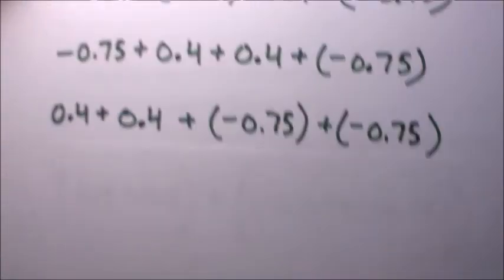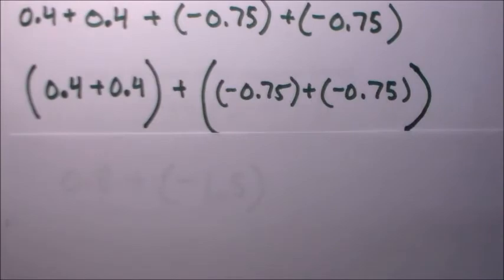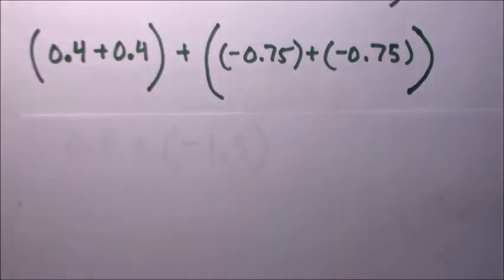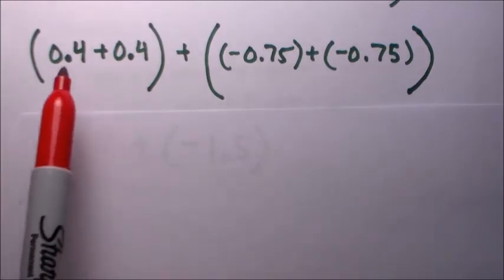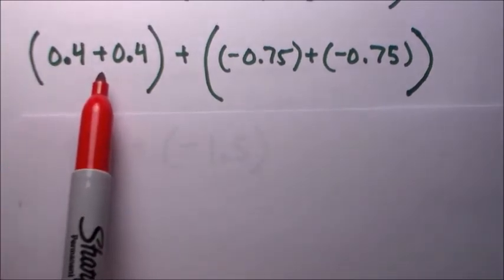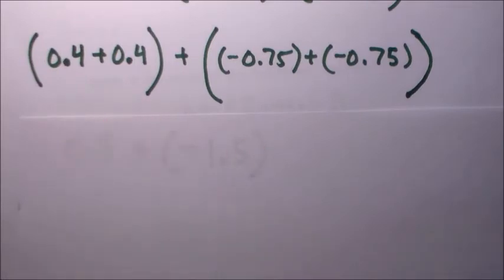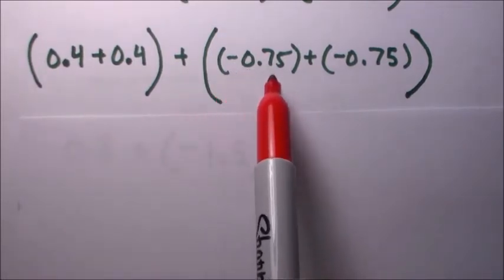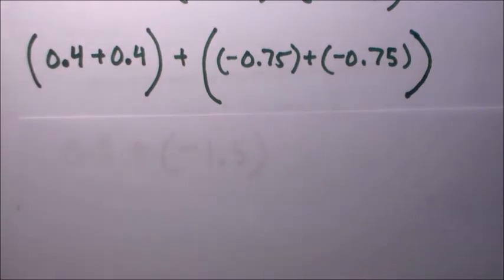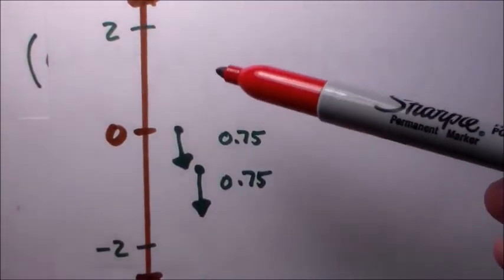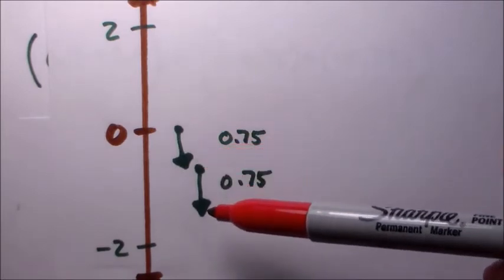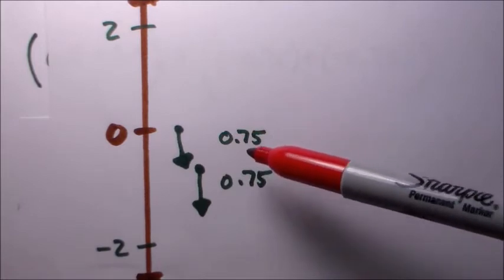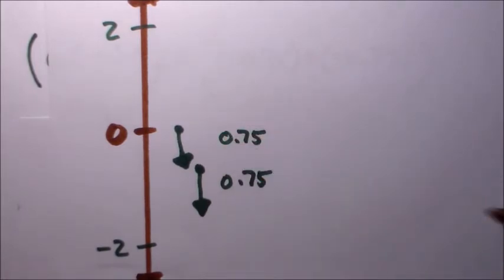So what can we do with that? Well, let's add them together. We should be able to add, and this is the associative property of addition, 0.4 plus 0.4 relatively easy. I think everyone's going to know what we're going to get there. We have to remember that negative 0.75 plus negative 0.75 is like going down and then going down again. So how far do you go down? Well, you go down the total amount plus the total amount again.